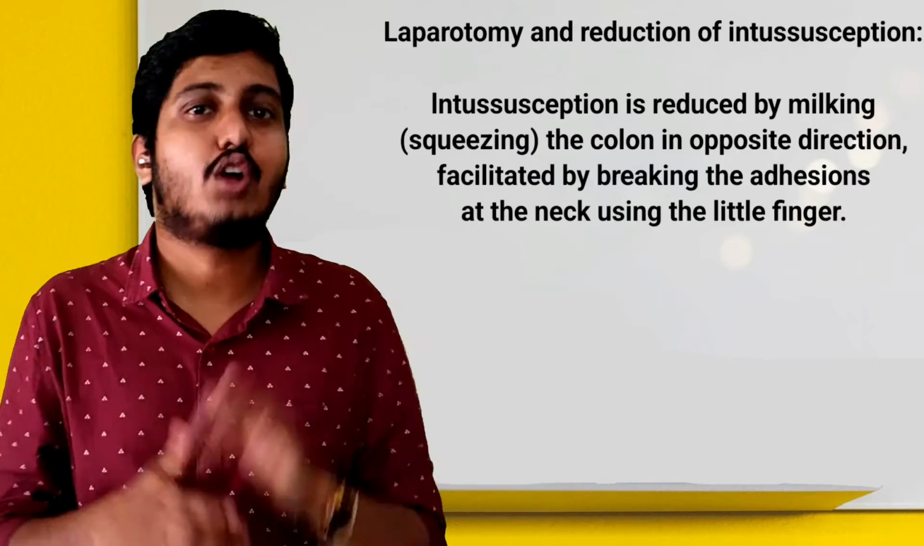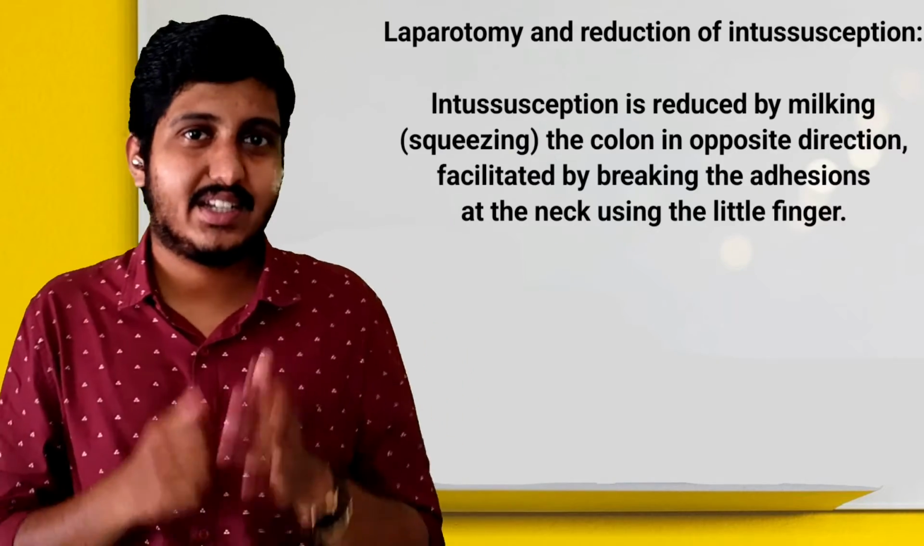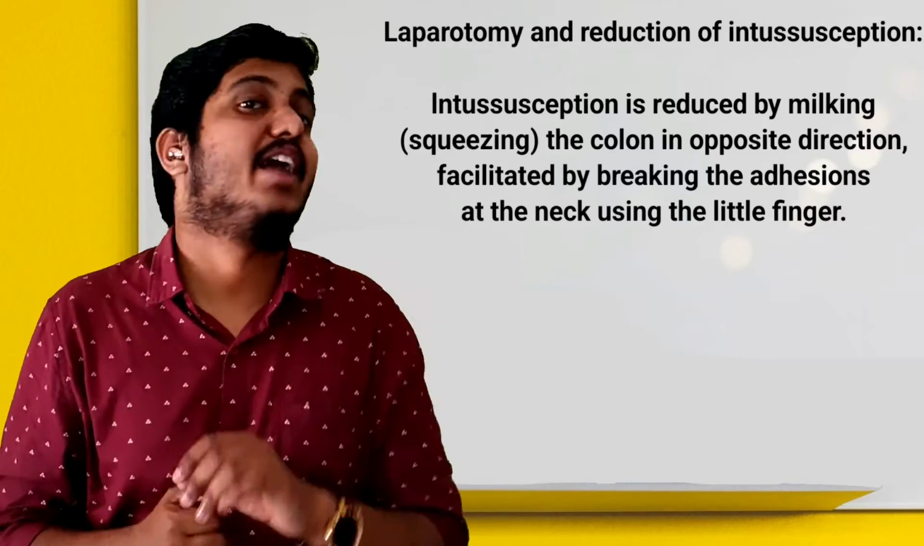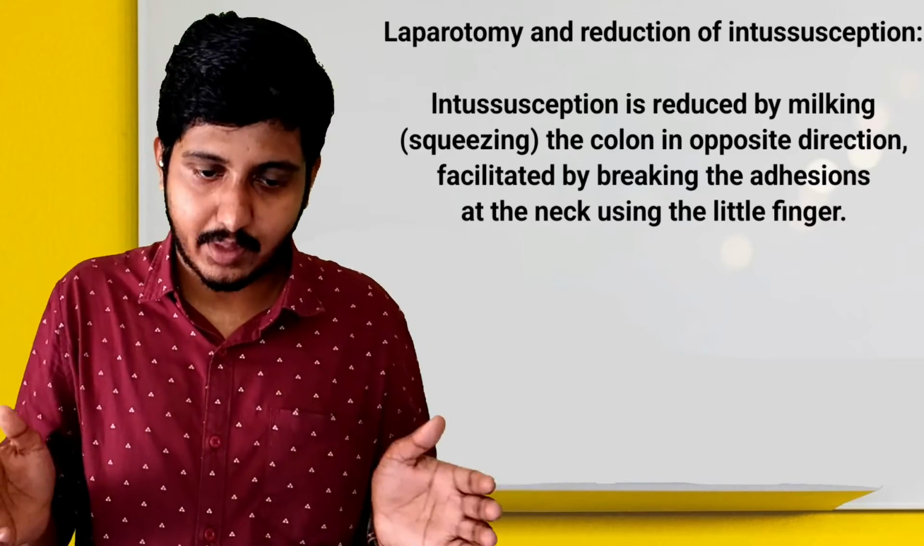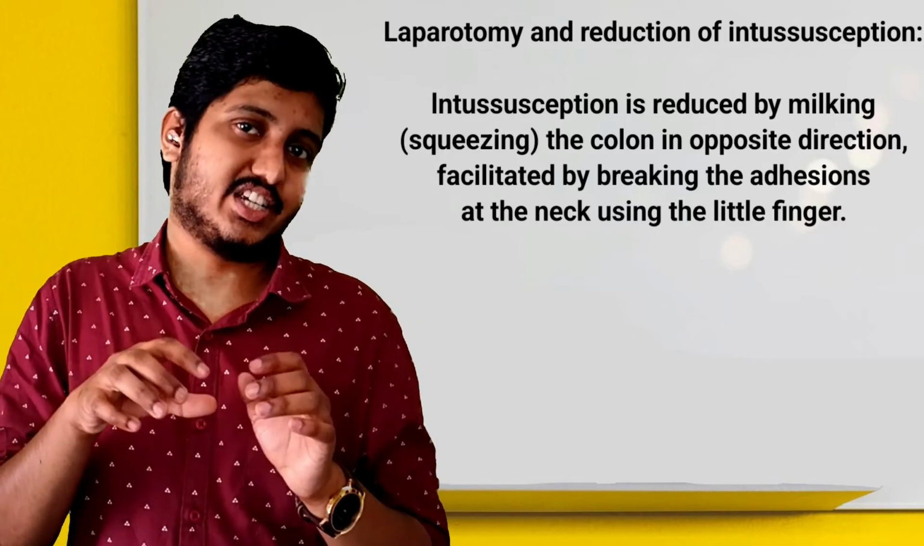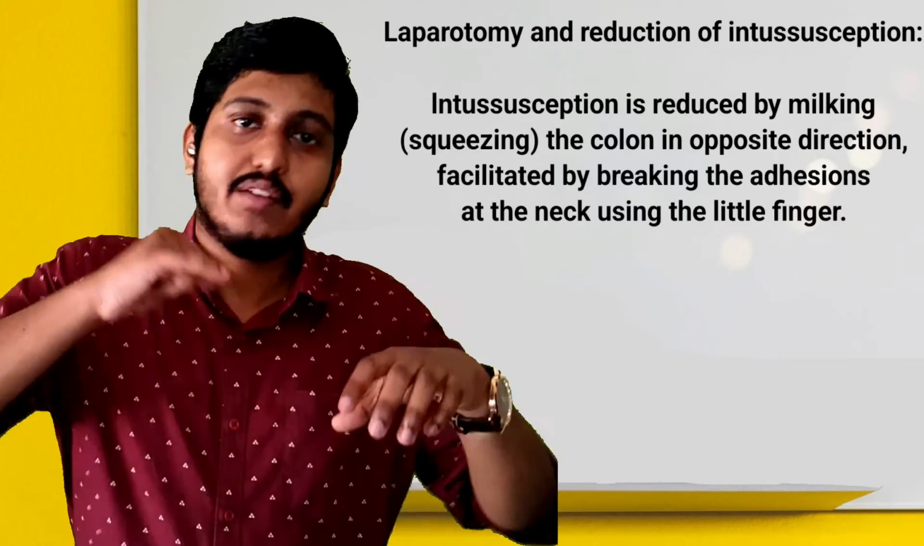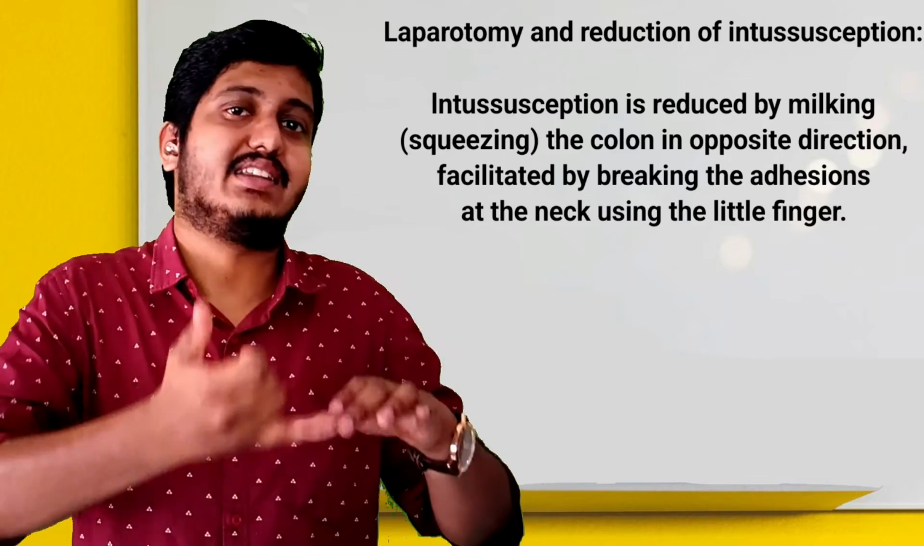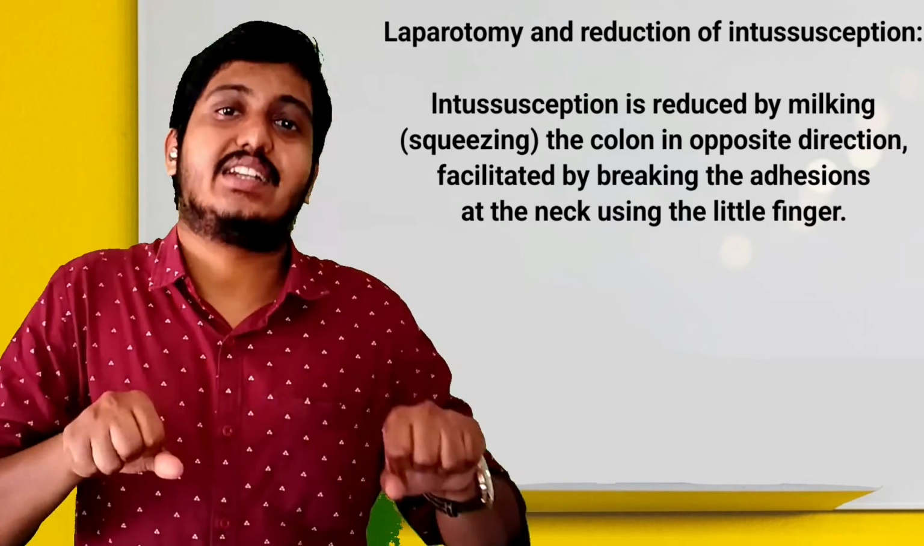Now, what is the surgical management in case of children? In children, we do Cobb's method. What is Cobb's method? It is nothing but laparotomy plus manual reduction. That is, we open the abdomen and then manually milk the bowel in the opposite direction. Along with this milking, we use our little finger to break the adhesions and facilitate the reduction. If the bowel loops are gangrenous, then we have to do resection plus ileocolic anastomosis. So that's all about intussusception.